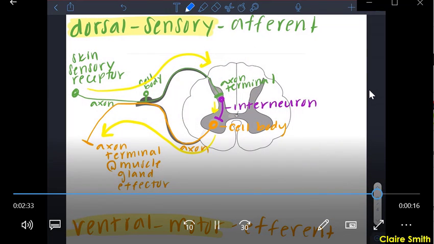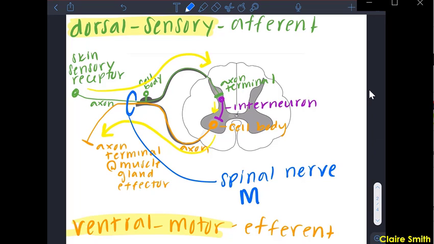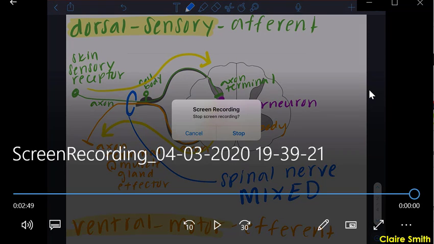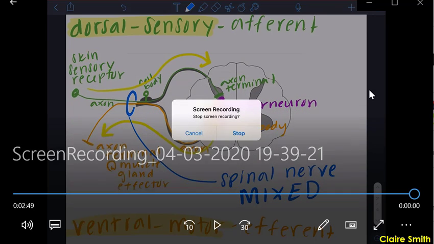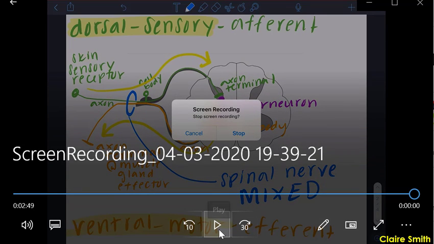good. What else do I have? Oh, so remember we talked about the spinal nerve is where the dorsal and ventral root meet. This means the spinal nerve carries both sensory and motor information, right? Spinal nerves are always going to be mixed nerves. We talked about cranial nerves, sometimes are sensory, sometimes are motor, sometimes are both. Spinal nerves, 100% of the time, are mixed nerves. Okay, so that's the reflex arc.